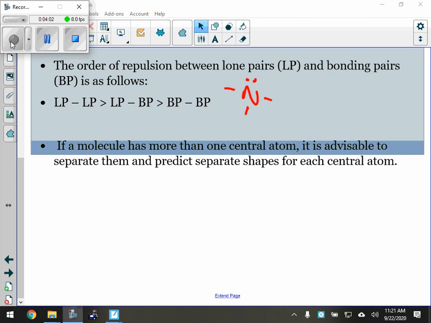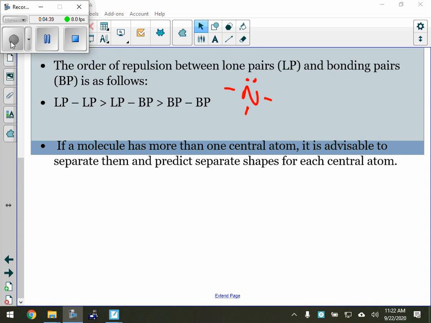If a molecule has more than one central atom, which we've run into this before. Remember, I don't know if you remember, but hydrogen peroxide, H2O2. If a molecule has more than one central atom, we need to kind of break it into sections, basically, because we can only name simple molecules. That's all we're doing here. And I've told you this before. We only have 6 basic shapes. And so at some point, we kind of got to break it down into sections if you want. So if a molecule has more than one central atom, it's probably best or advisable to separate them and predict separate shapes for each central atom.